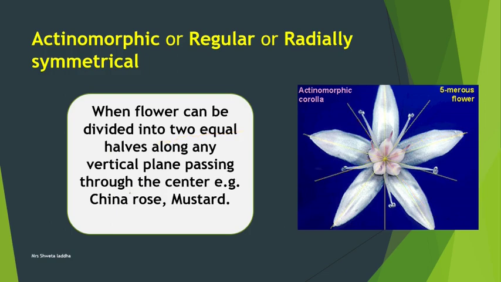I hope you understood. So we can divide this flower into two equal identical halves through many planes, but these planes are passing through the central axis.